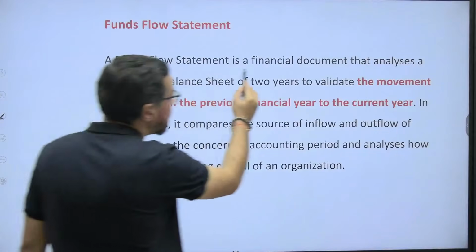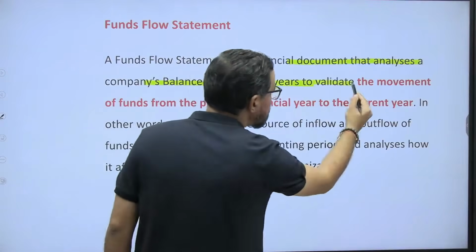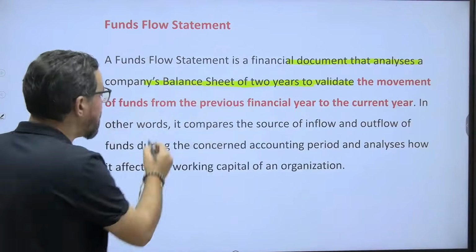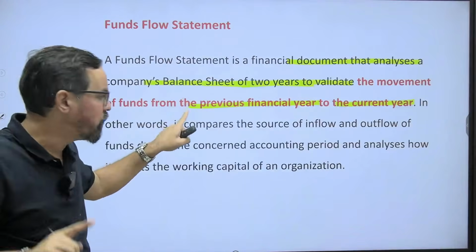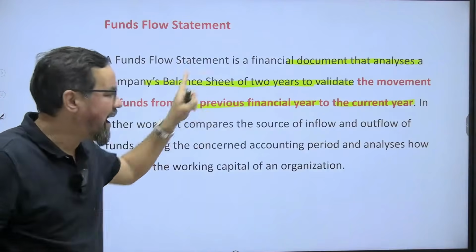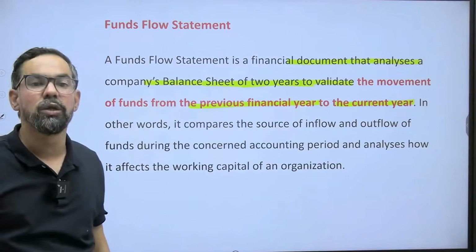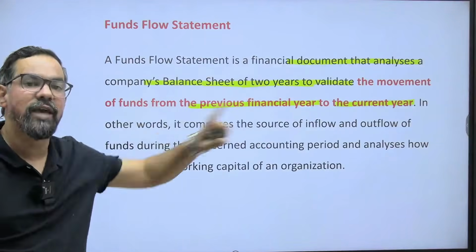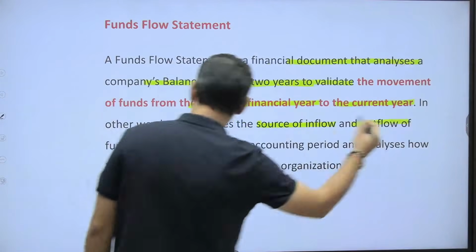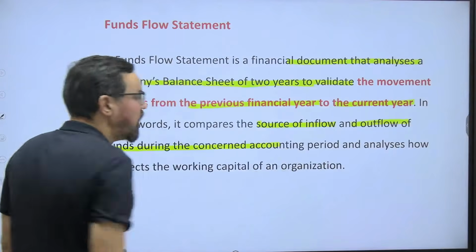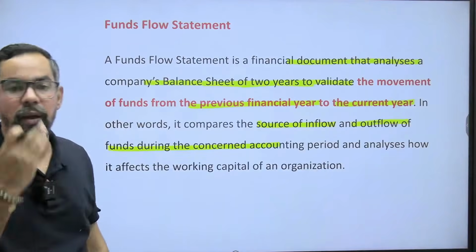A fund flow statement is a financial document that analyzes a company's balance sheet of 2 years to validate the movement of funds from the previous year, 2023-24 or 2024-25, to the current year, 2025-26. Okay? So what were the sources from where we got that money and where we have invested it. In other words, it compares the sources of inflow and outflow of funds during the concerned accounting period and analyzes how it affects the working capital of an organization.